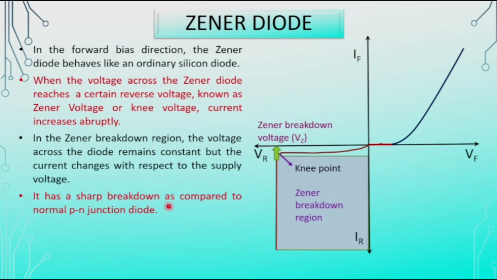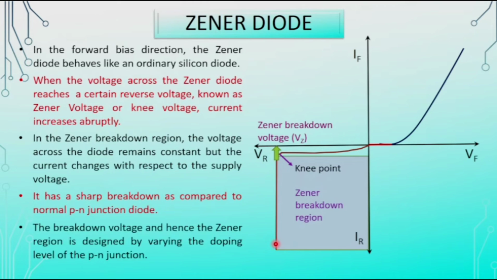It has a sharp breakdown as compared to a normal PN junction diode. What does this mean? This means this breakdown over here is very sharp. In case of normal or avalanche breakdown, you can get a little slope, but here it is very sharp, going almost 90 degrees. The breakdown voltage, and hence the Zener region, is designed by varying the doping level of the PN junction. Where exactly we want to have this breakdown can be adjusted by changing the doping level of the PN junction.